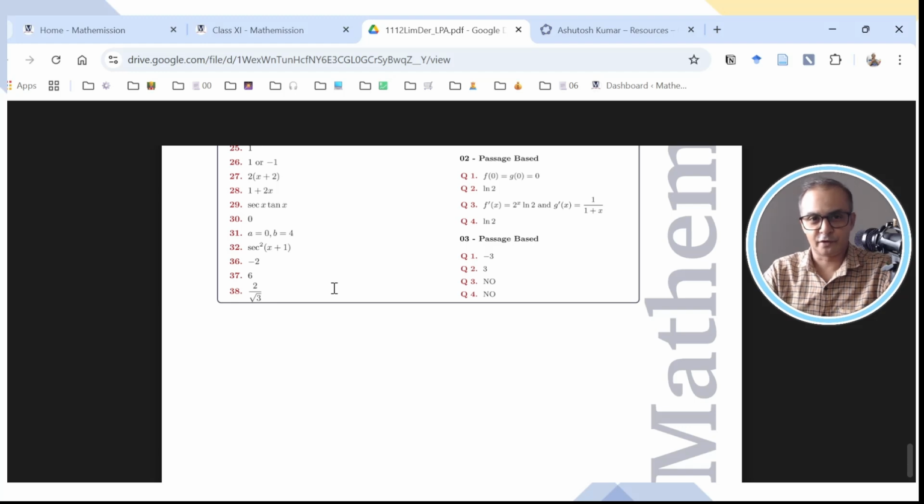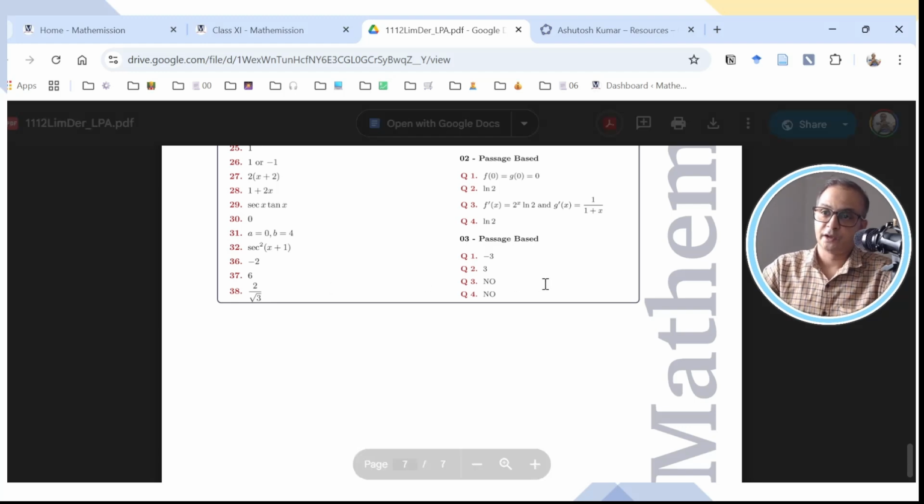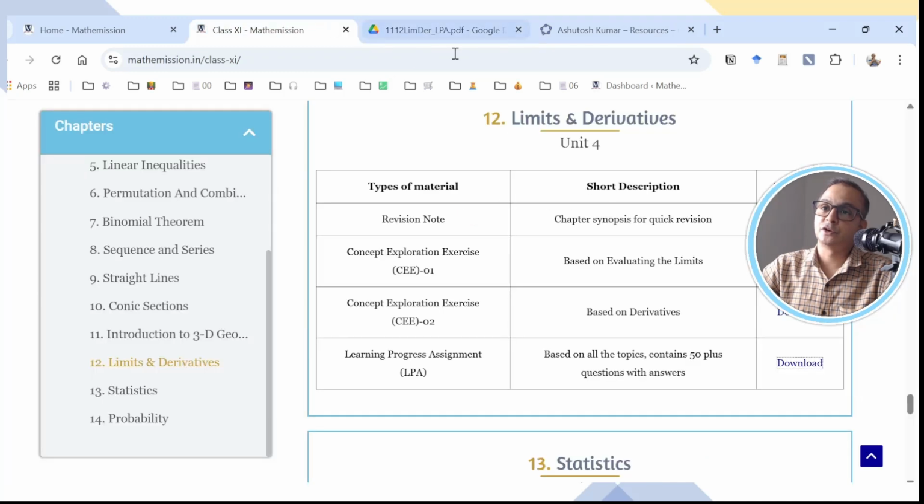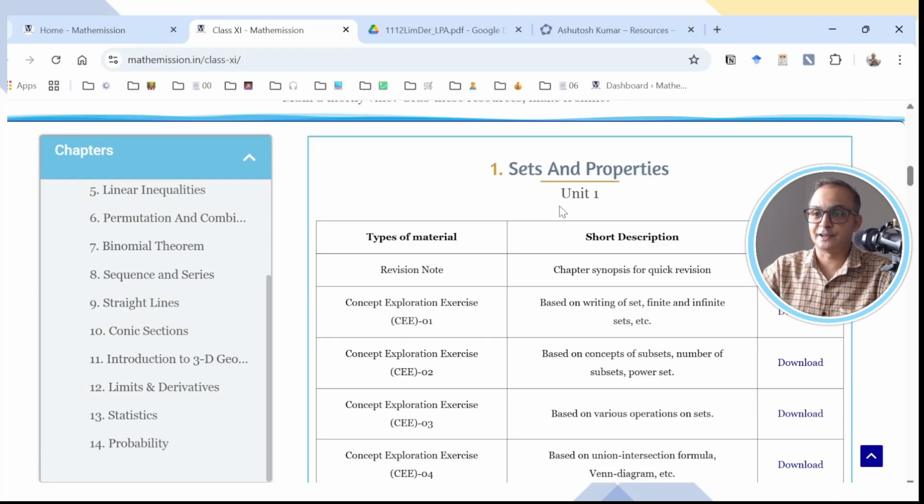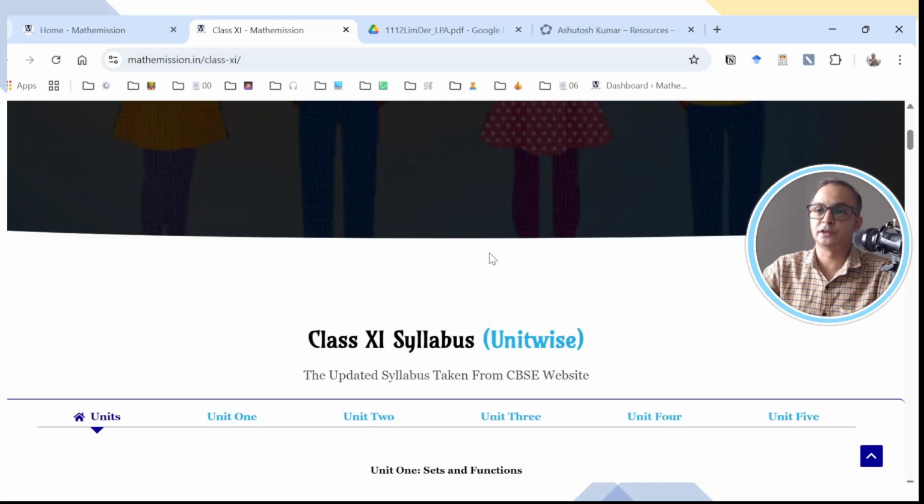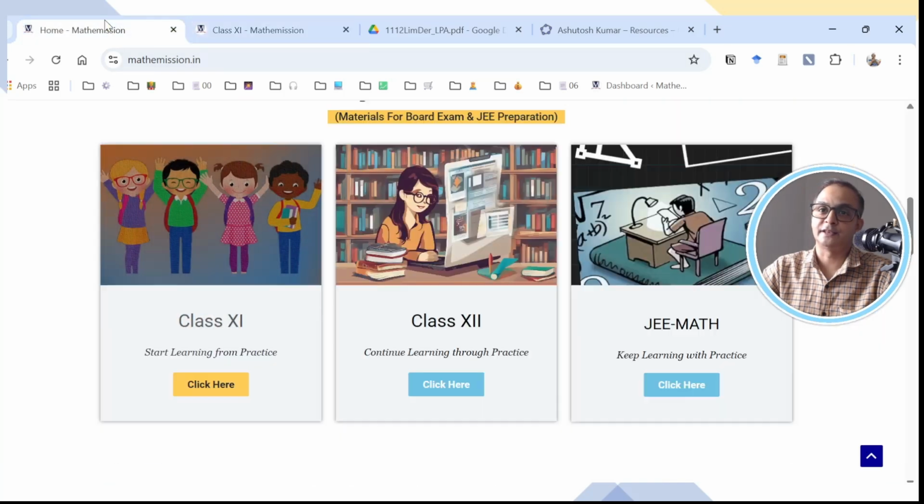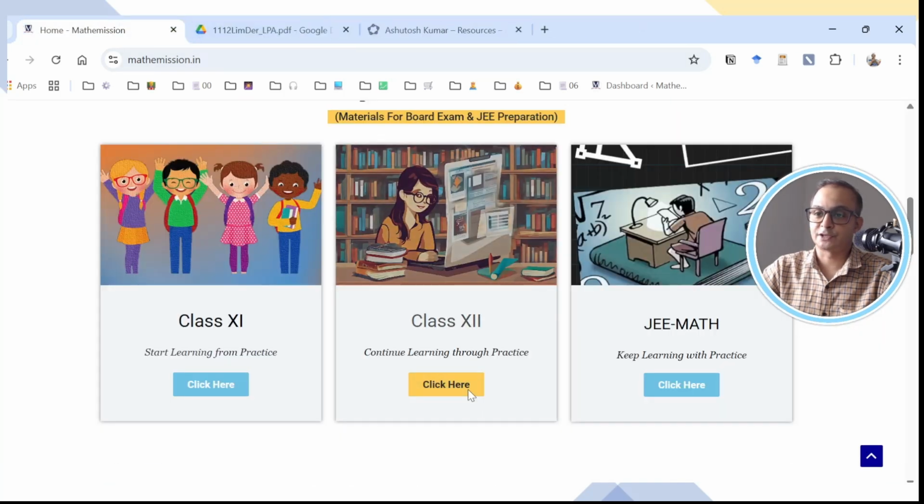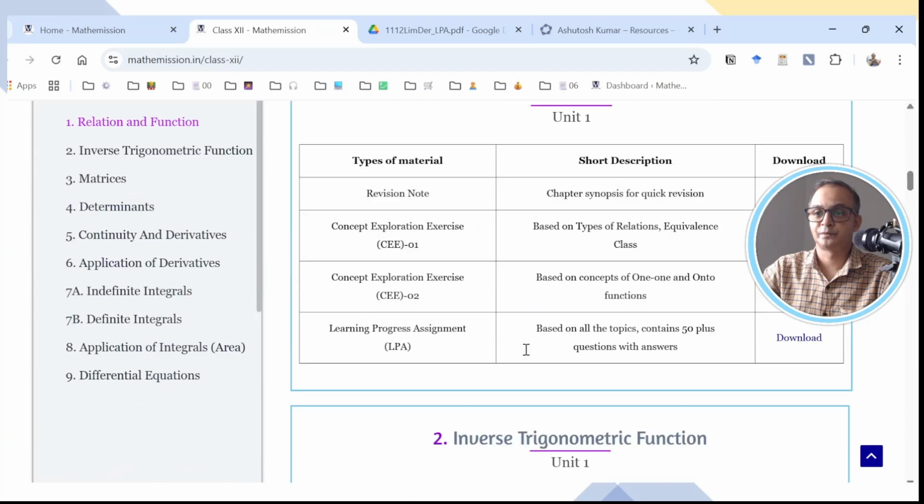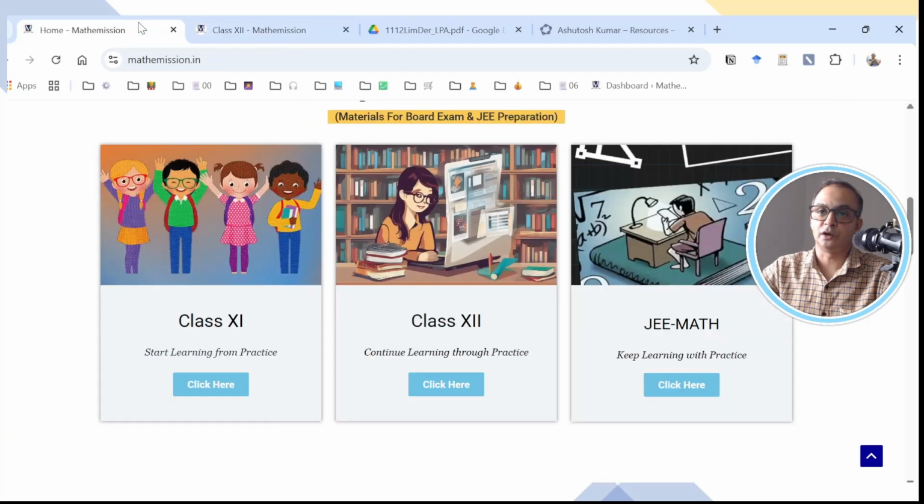I'm not in favor of giving solutions to every question, because I believe that the students will learn by themselves. That will be more beneficial. Anyway, this is the whole structure for class 11th, and in the same way we can go to class 12th and find the same thing. So here also for class 12th you can find all these things in the same way. You can just walk through it.